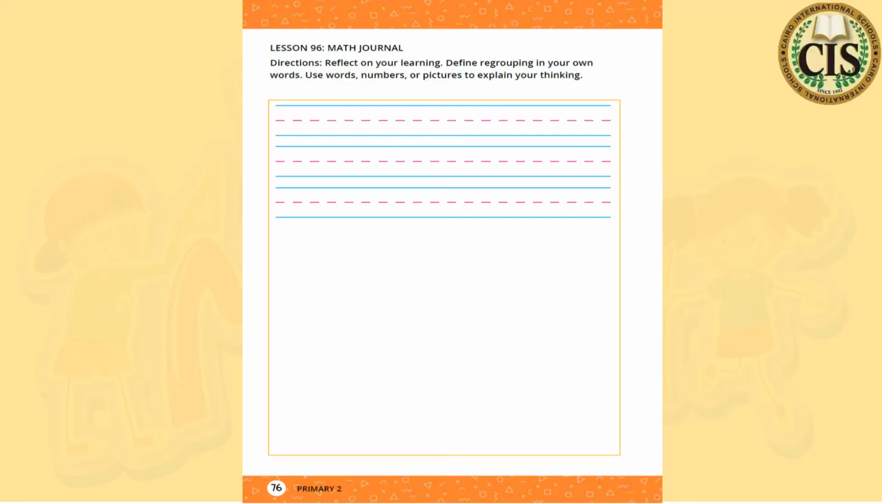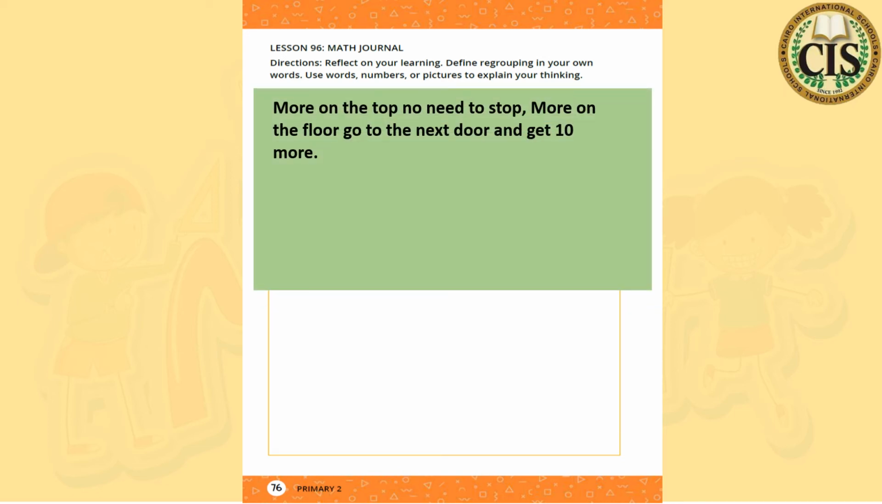Lesson 96, the Math Journal part. Reflect on your learning. Define regrouping in your own words. Use words, numbers, or pictures to explain your thinking. In subtraction with regrouping, we must check that we have more on the top. No need to stop. We will subtract. If we have more on the floor, go to the next door and get 10 more. In subtraction with regrouping, we must have more on top.